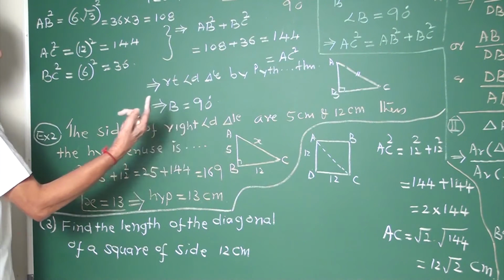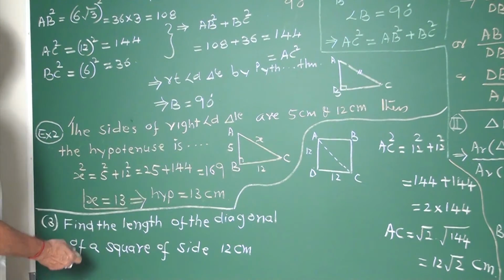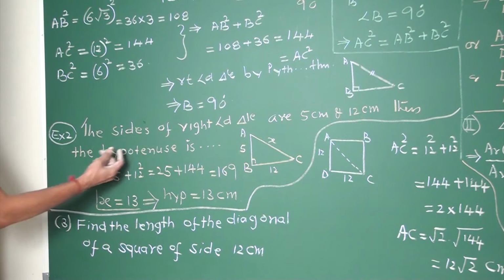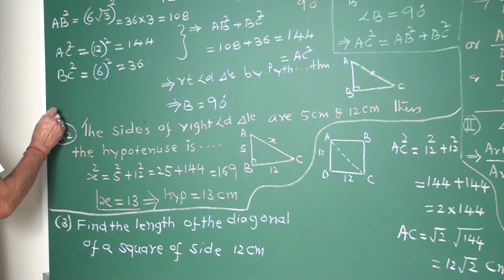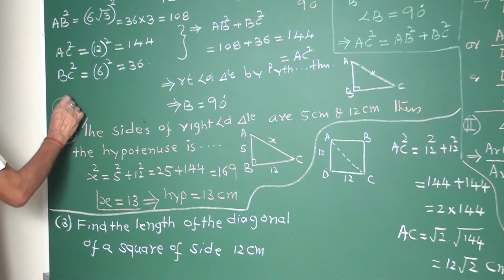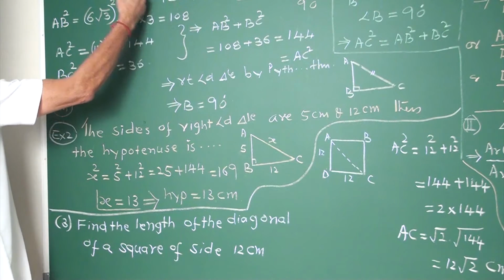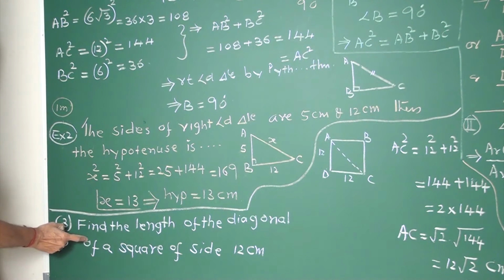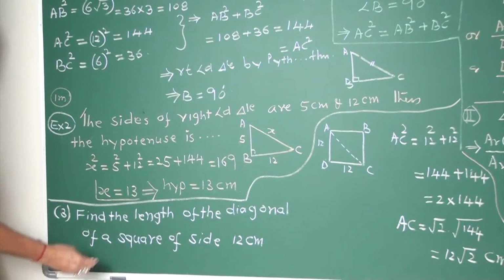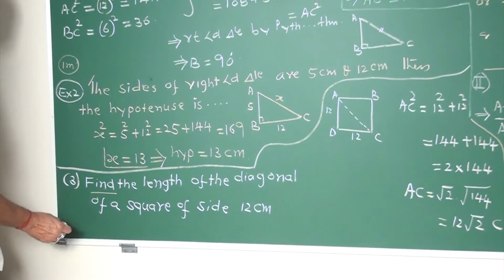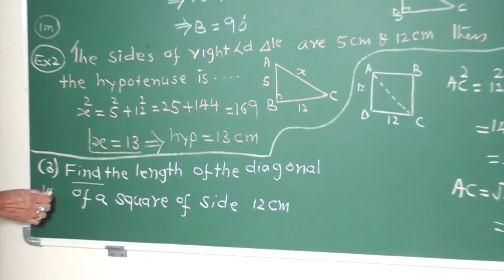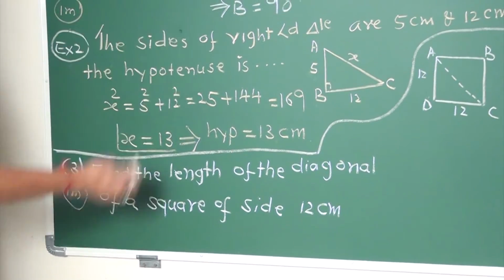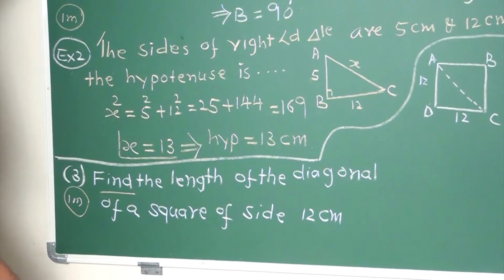If they give options, yes. In this case, options are not given. Then they may write, find the hypotenuse. If they say find the hypotenuse, this will convert into a one mark question. If they give these options, this will be objective type. This is the second example. Next is find. This is C. Find means it is a one mark question. Otherwise, if they mention these options, it converts into objective.